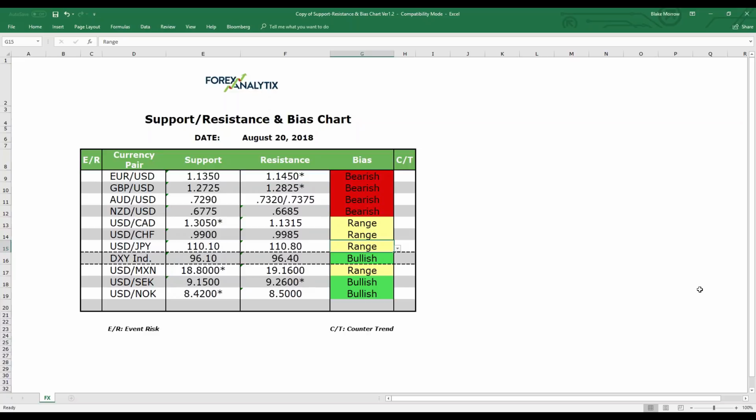Together. For a lot of you, how many of you guys and gals enjoy doing that bias chart together?